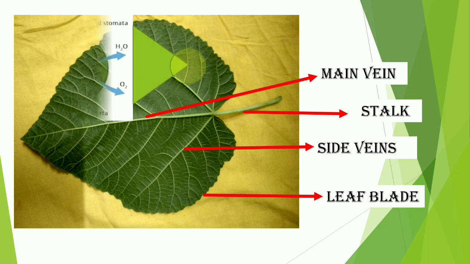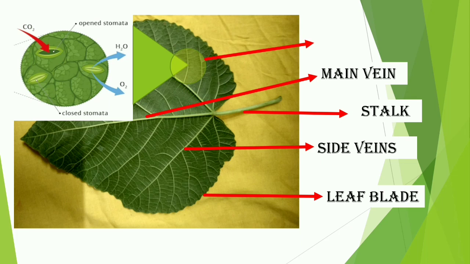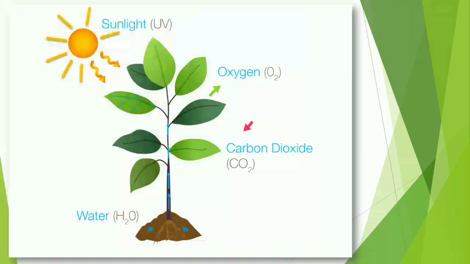There are a number of tiny pores called stomata present on the leaf, which help in the exchange of gases. Stomata also help in transpiration, that is, loss of excess water from the plant. Leaves contain a green pigment called chlorophyll. This helps in the process of photosynthesis, and this gives the leaf its green color.